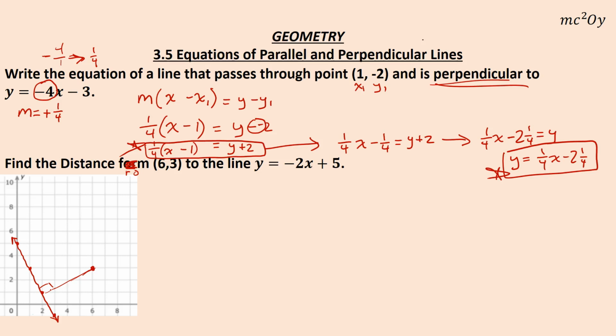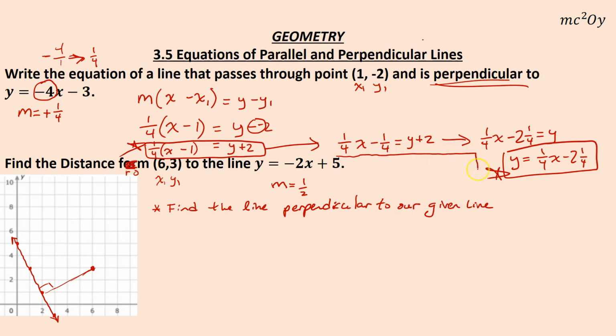So the first thing we're going to have to do is find a line that is perpendicular to our given line going through this point. So that's what we've been doing. So if it's going to be perpendicular, our new slope is going to be 1/2. So really our plan of attack: find the line perpendicular to our given line. Okay, and I'm going to separate these two problems so there's no confusion here. All right, so that's the first thing.